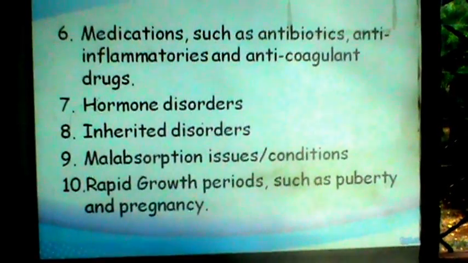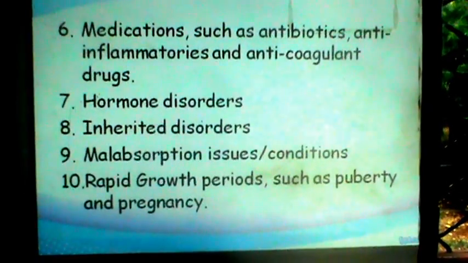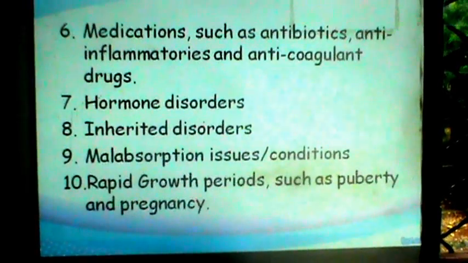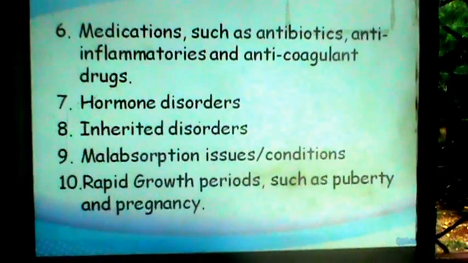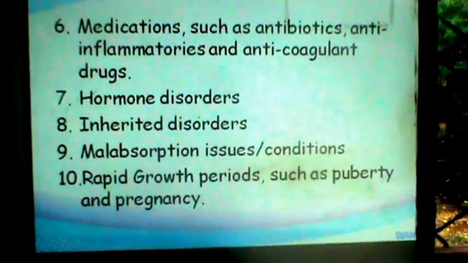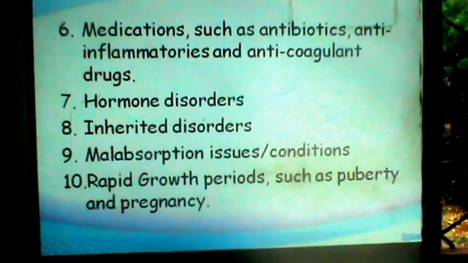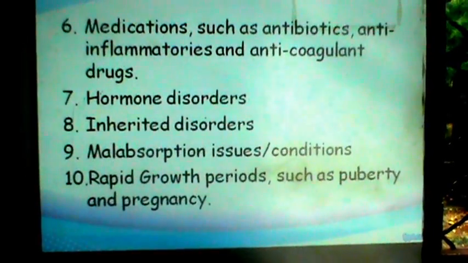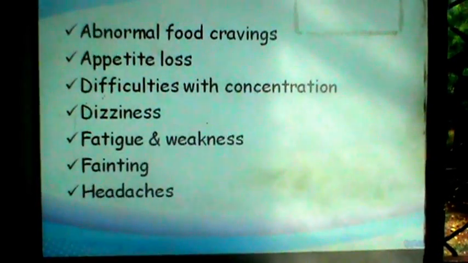The sixth cause of anemia is medications. When we use drugs such as antibiotics, anti-inflammatories, and anticoagulants, we are likely to develop anemia. The other cause is hormone disorders. Inherited disorders are another cause. There can also be causes such as malabsorption conditions, and rapid growth periods such as those experienced in puberty and pregnancy.